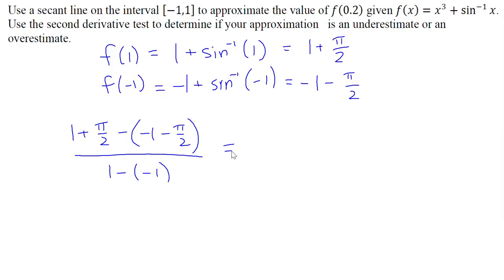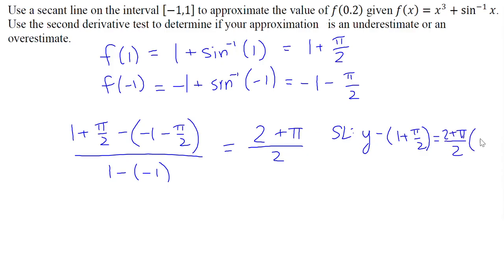So in the numerator there, the 1 minus the negative 1 is 2, and pi over 2 minus negative pi over 2 would be just pi. So we have 2 plus pi over 2. So our slope is going to be 2 plus pi divided by 2. Right? And so we can pick either point. I guess I'll pick the point 1 and 1 plus pi over 2 to write my secant line equation. So my secant line is going to be y minus (1 plus pi over 2) is equal to (2 plus pi over 2) times (x minus 1).